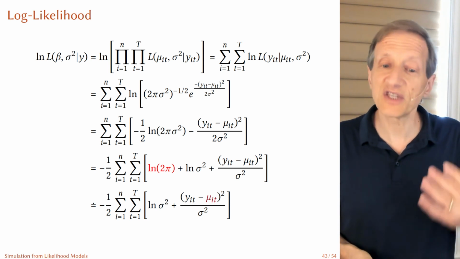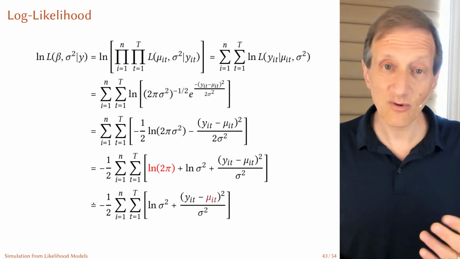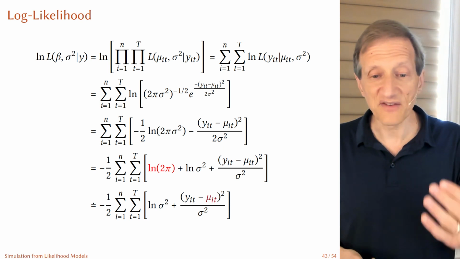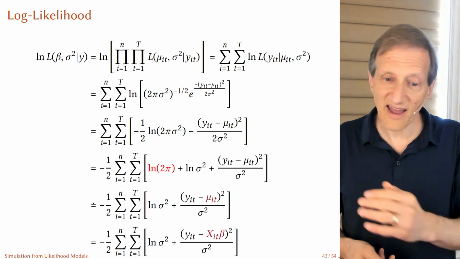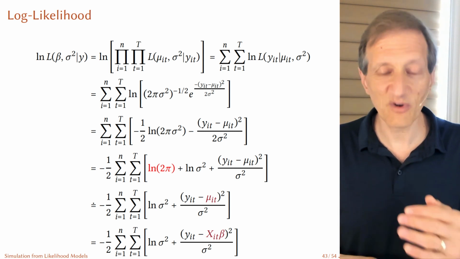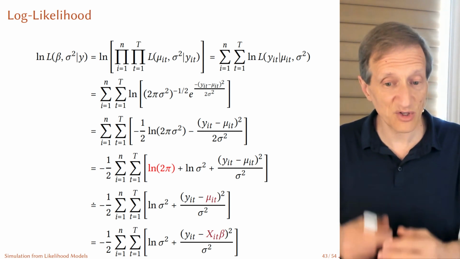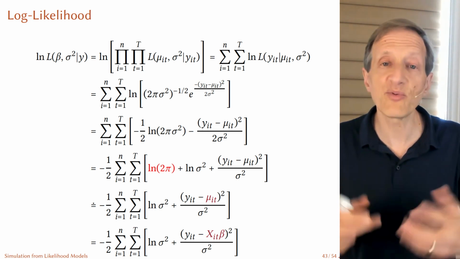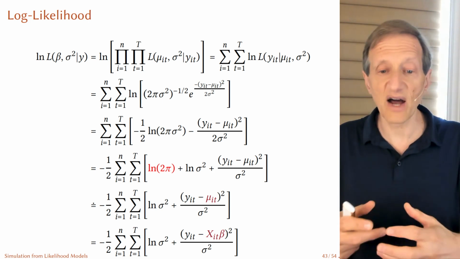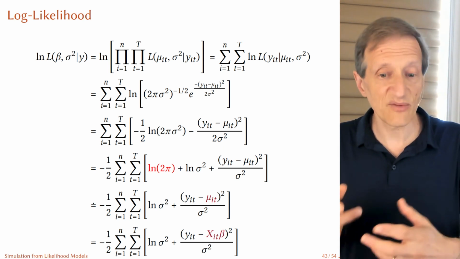Now we're going to use the second assumption in the model, which is the systematic component. And the systematic component is that mu sub i t is equal to x sub i t times beta. And so we've substituted it in. This is another example of reparameterization. So we've reparameterized mu sub i t into x sub i t beta.